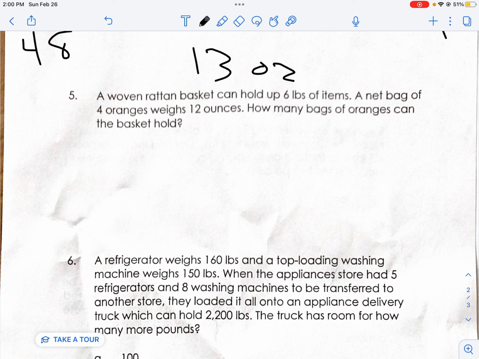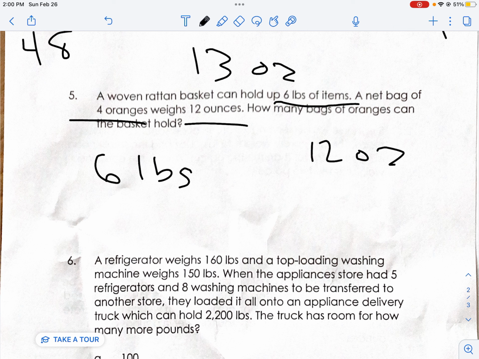A woven rattan basket can hold up to 6 pounds of items. A net bag of 4 oranges weighs 12 ounces. How many bags of oranges can the basket hold? So the basket can hold up to 6 pounds. And we're going to add increments of 12 ounces. So let's first decide how many ounces 6 pounds is.